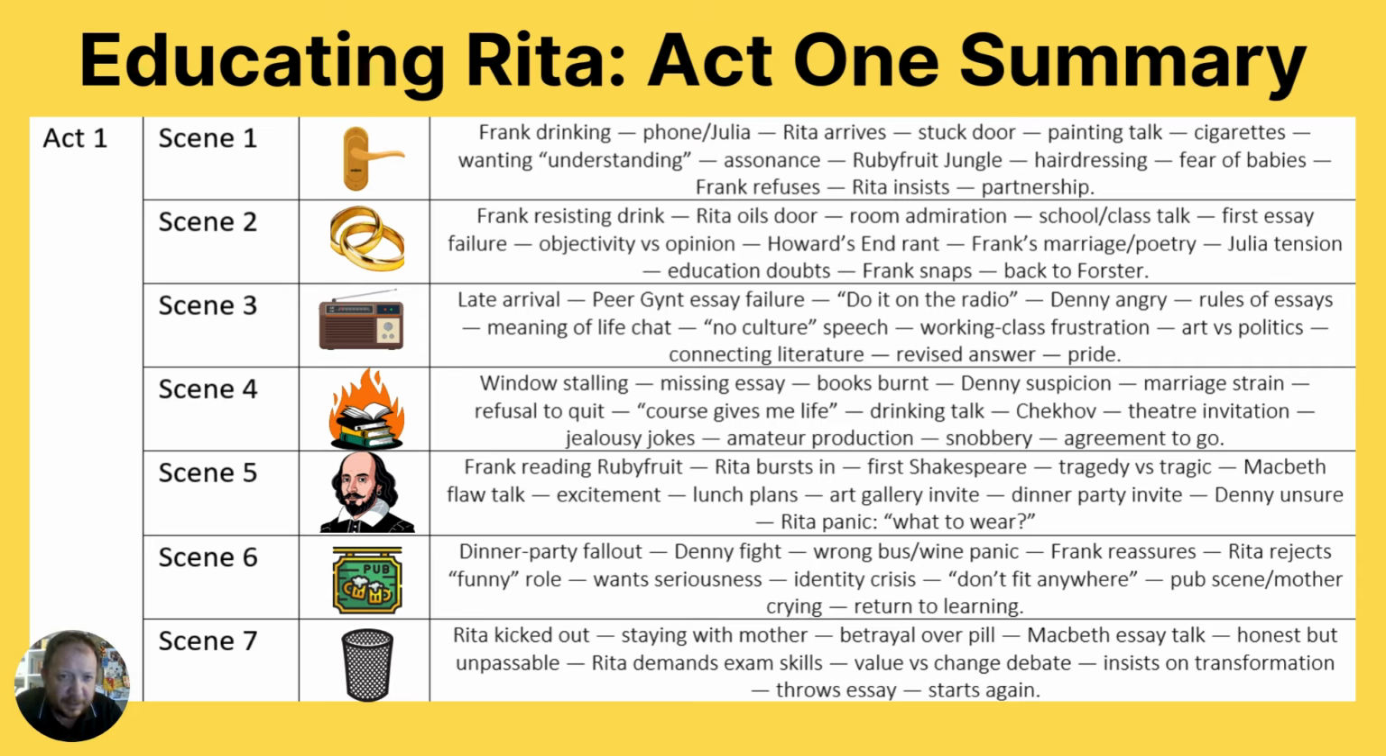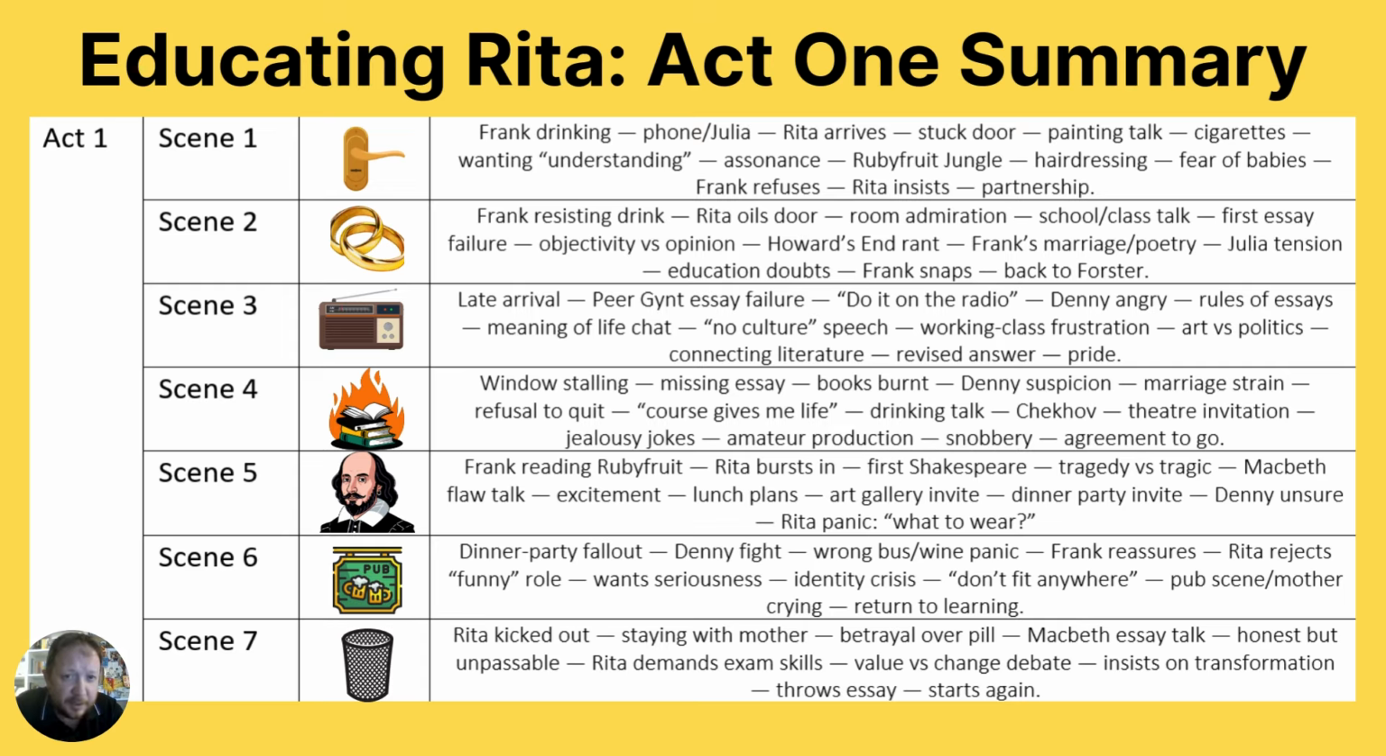Scene 2, Frank trying to resist his drinks. You've got this focus on Howards End, and Rita really struggling here, starting to learn about Frank's marriage. The third scene is when Rita is late. They do the radio essay, and then there's a really nice monologue that she does in there about having no culture, etc. And Frank sees maybe the first signs that she's got some really good literary analysis, where she's starting to connect things.